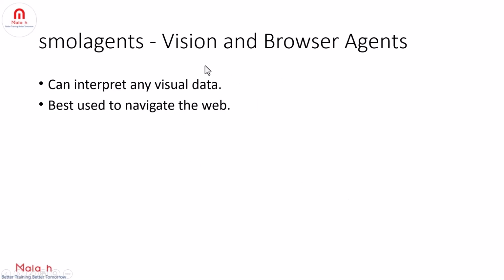And the next one is vision and browser agents. By using these agents, they can interpret visual data, that is, images or screenshots. These agents can navigate the web as well. For example, assume you want an agent that can see a web page or an image or interact with the web. You can use these agents in UI automation or image understanding scenarios.